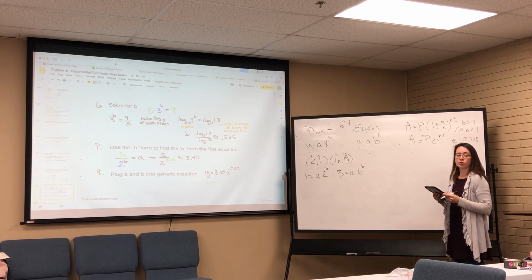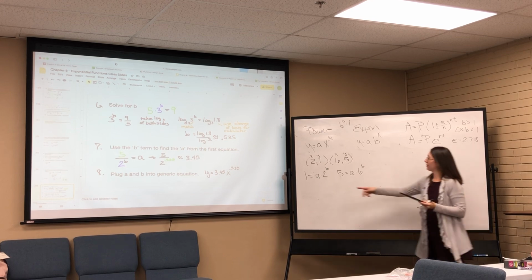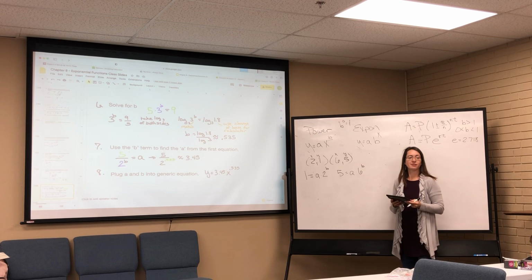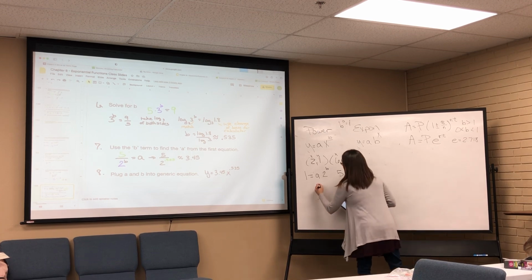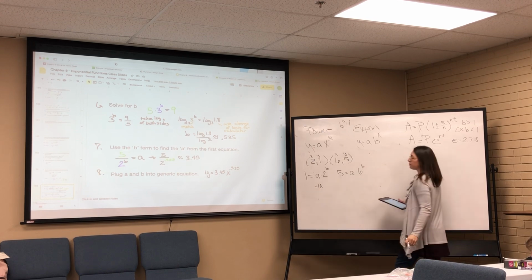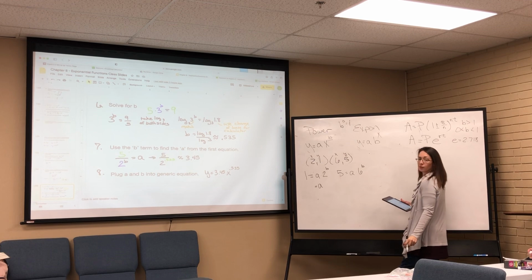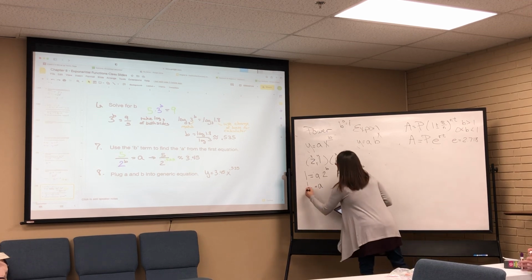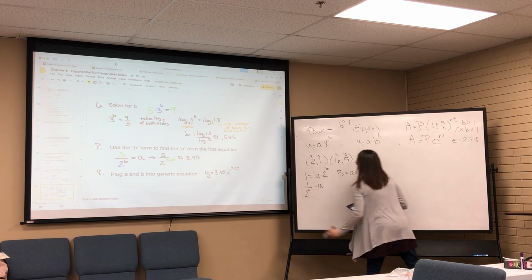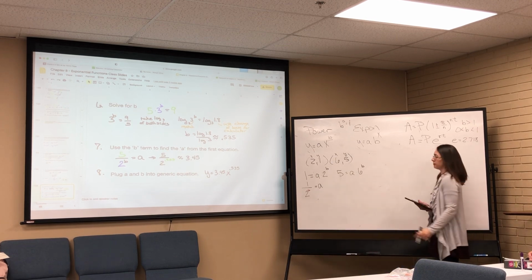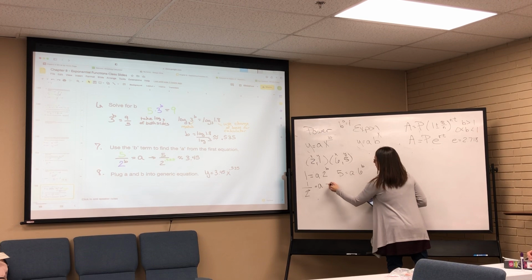All right, which one do you guys want to solve for first? Left or right? Left, okay. So a equals what, Joshua? A equals 1 over 2 to the b. Perfect. A equals 1 over 2 to the b. So we're going to move him sideways and plug him in.